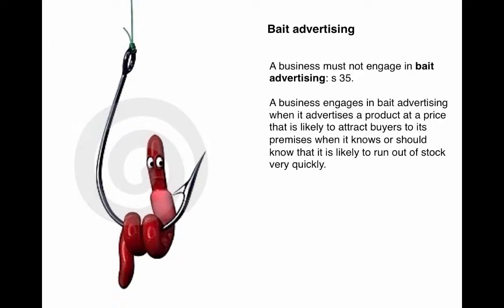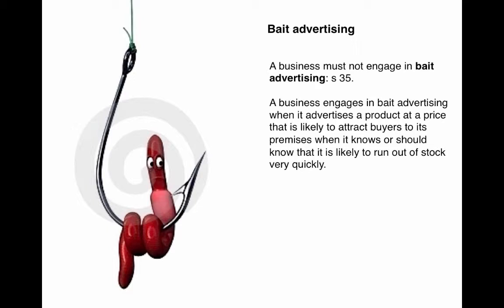A business engages in bait advertising when it advertises a product at a price that is likely to attract buyers to its premises when it knows or should know that it is likely to run out of stock very quickly. It's acceptable for a business to advertise a product at a cheap price when it only has a few items in stock if it makes it clear that there are only a few items in stock.